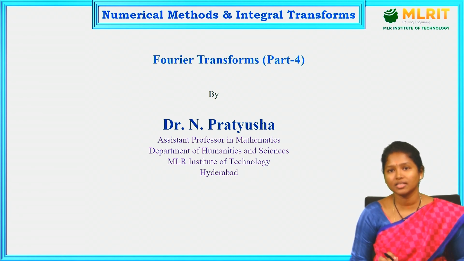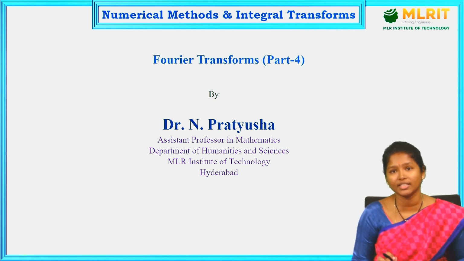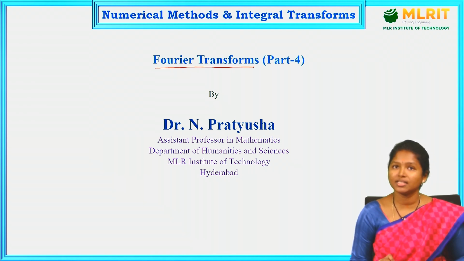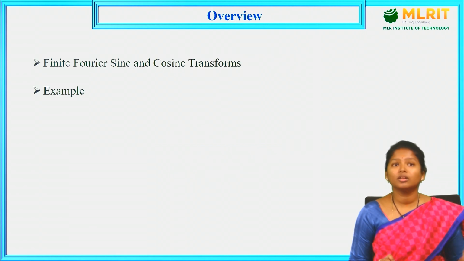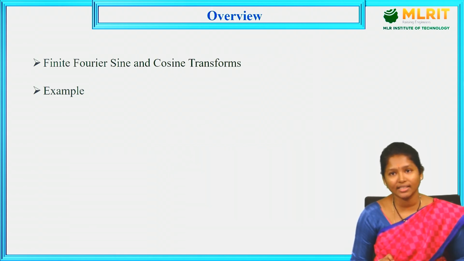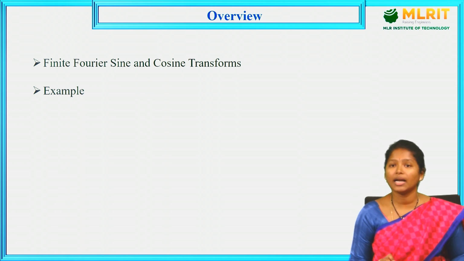Today we will discuss the topic about the Fourier transform. It's the fourth topic in this Fourier transform, under numerical methods and integral transforms. Today's presentation overview is finite Fourier sine and cosine transforms, their formulas, and a basic example about the finite Fourier sine and cosine transform.